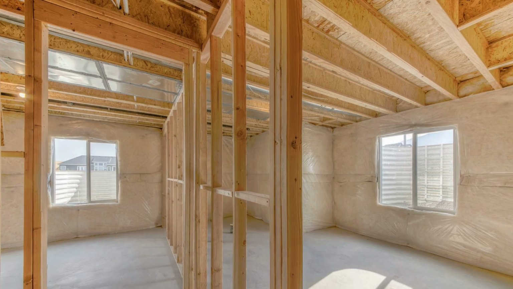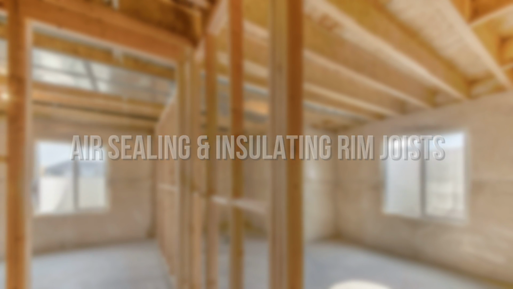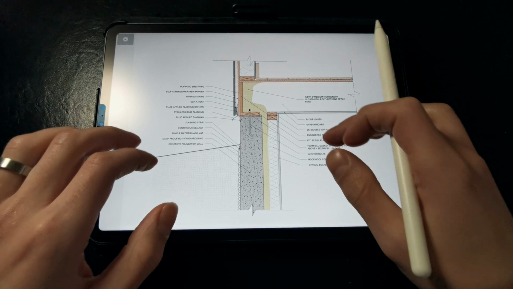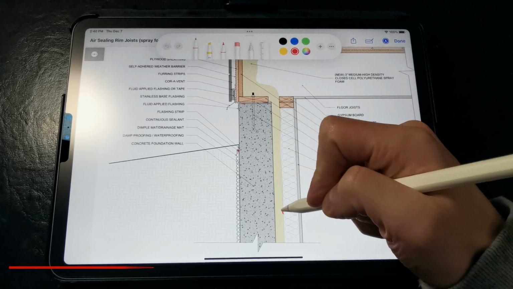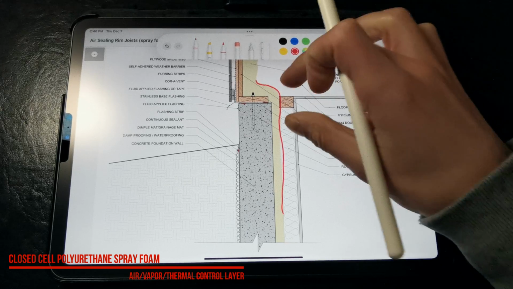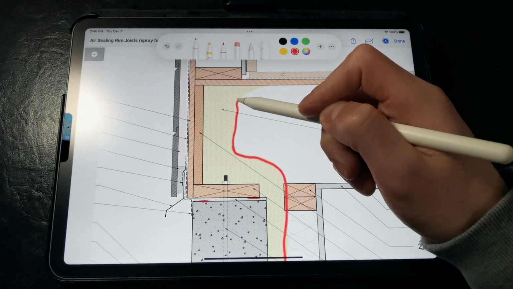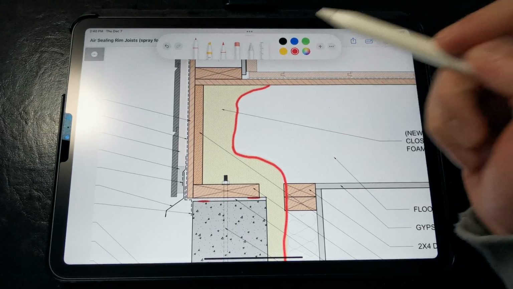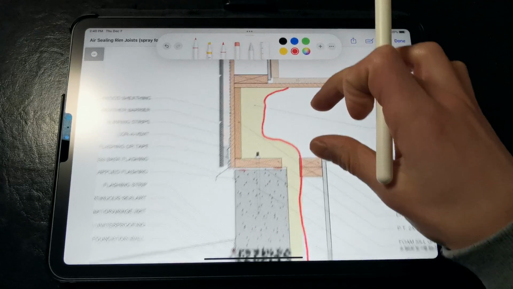In this video, we're going to discuss three different strategies that you can use to air seal and insulate your rim joist connection. The first strategy is to spray a continuous layer of closed cell polyurethane spray foam from the level of the foundation wall or stem wall and up onto the rim joist, ensuring that we have a good fillet, and then up onto the underside of the decking to ensure that we have one continuous air seal. Remember, those subfloor joints are not airtight unless they're taped.